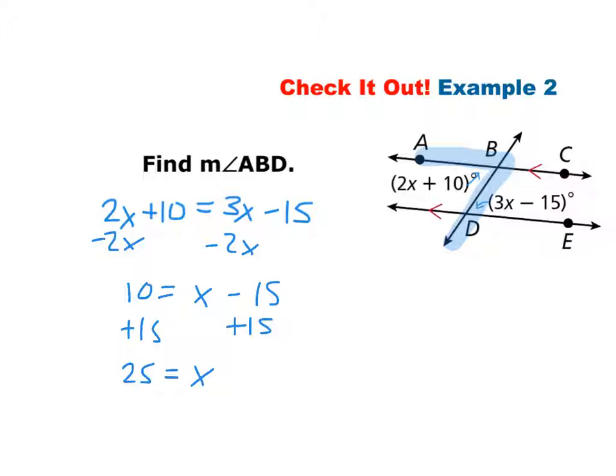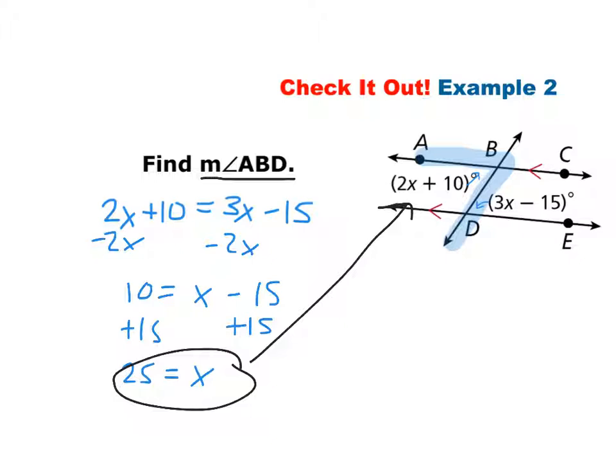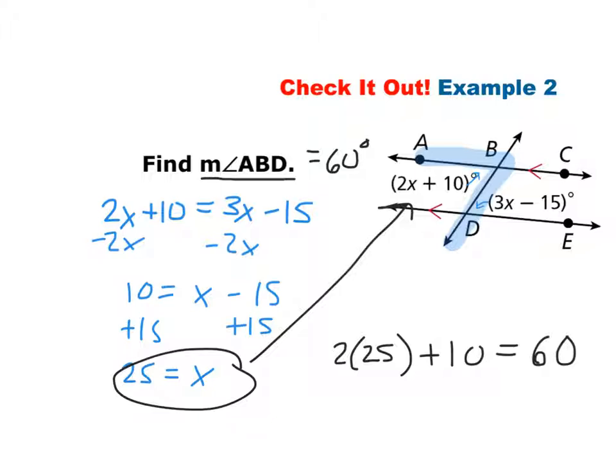So this gave us x, but the question's asking us for angle ABD. So what do we need to do? We plug it in to angle ABD. So we would have 2 times 25 plus 10, which is equal to 60. So the measure of angle ABD is equal to 60 degrees.